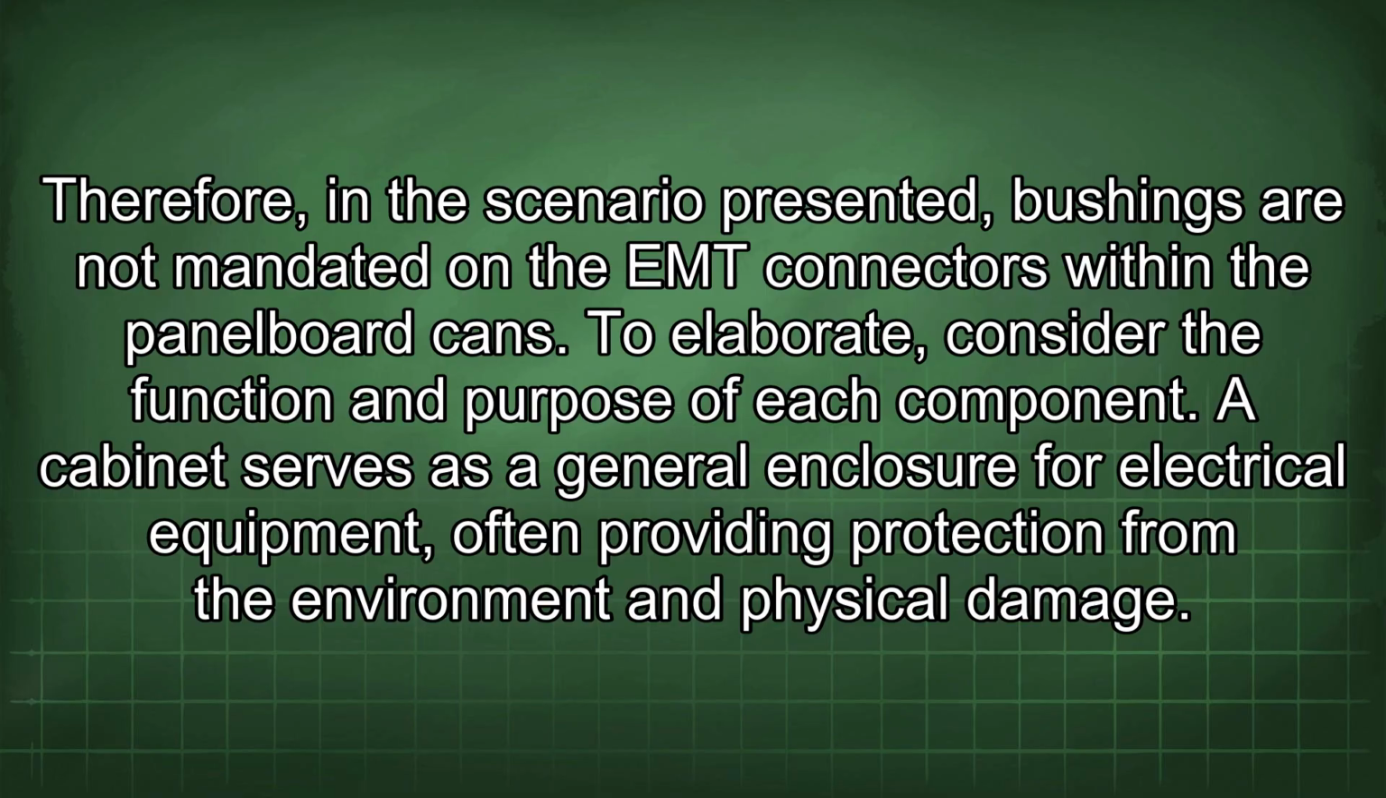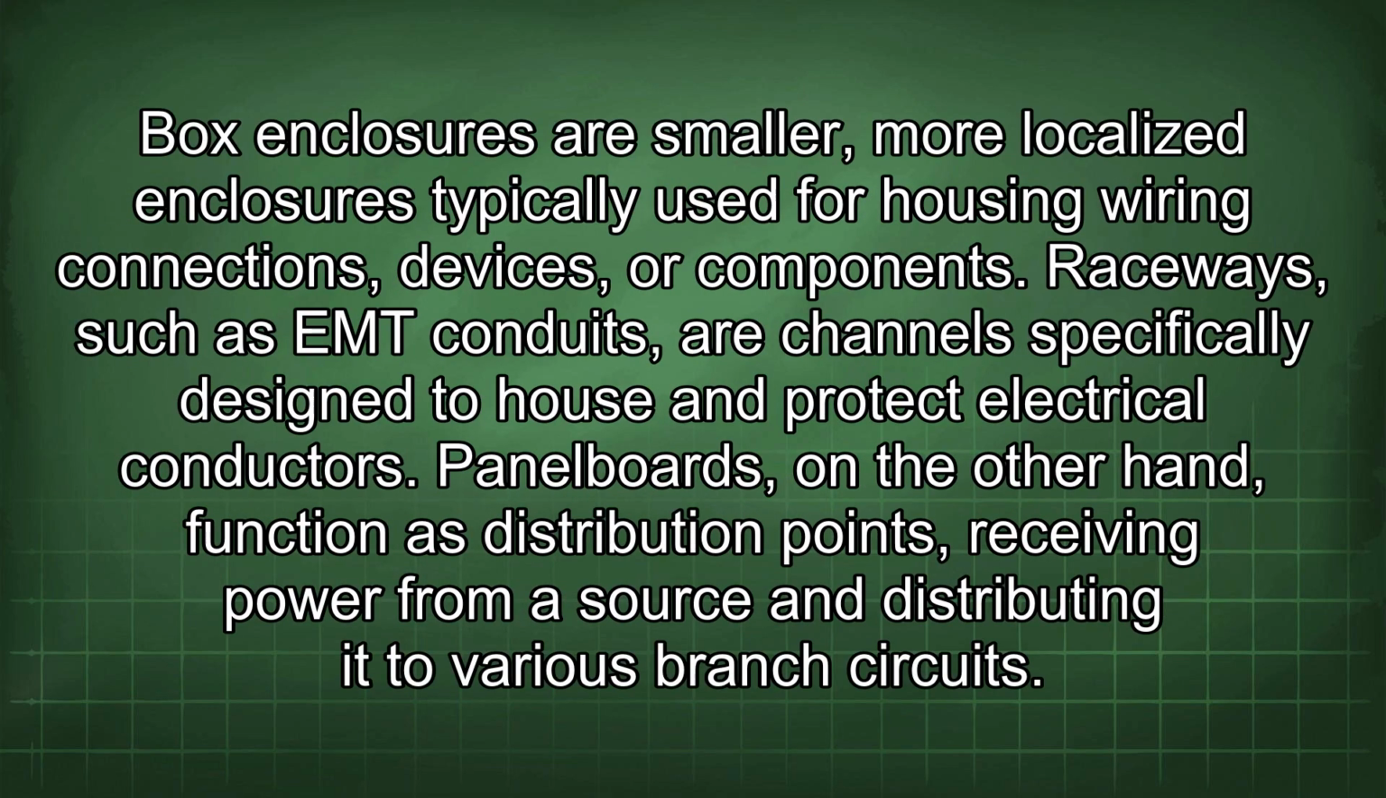To elaborate, consider the function and purpose of each component. A cabinet serves as a general enclosure for electrical equipment, often providing protection from the environment and physical damage. Box enclosures are smaller, more localized enclosures typically used for housing wiring connections, devices, or components. Raceways, such as EMT conduits, are channels specifically designed to house and protect electrical conductors.